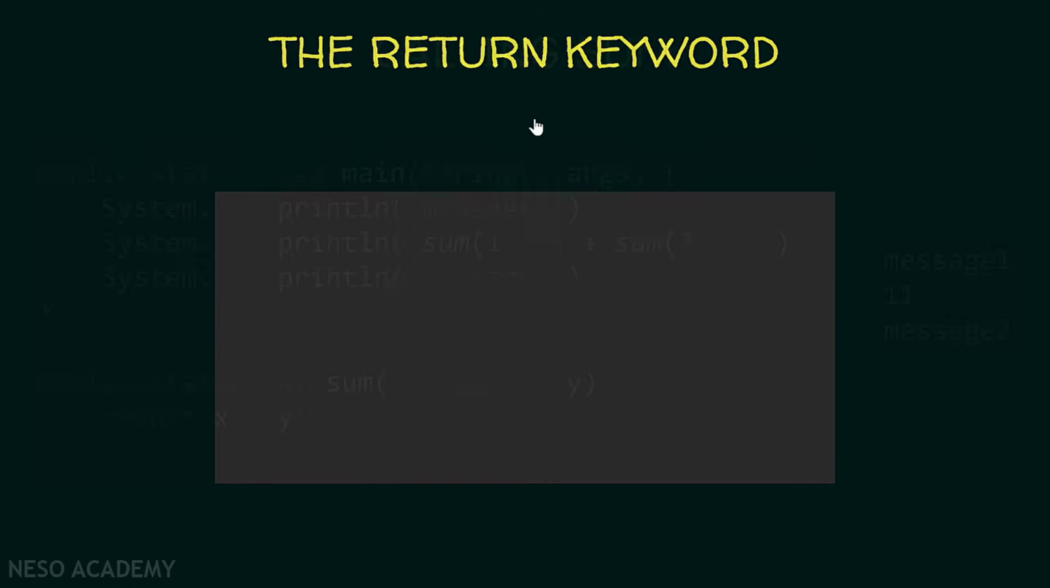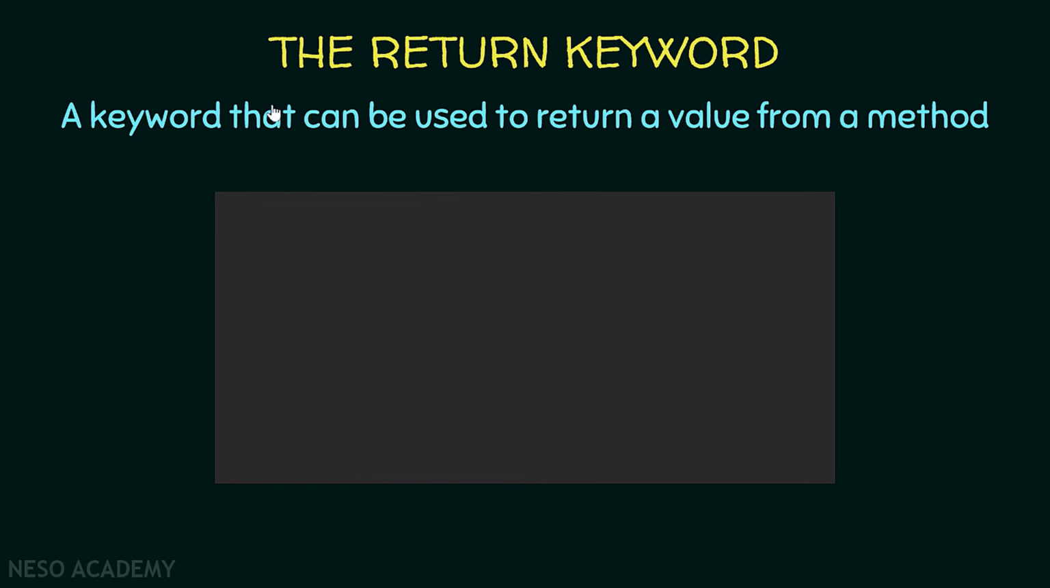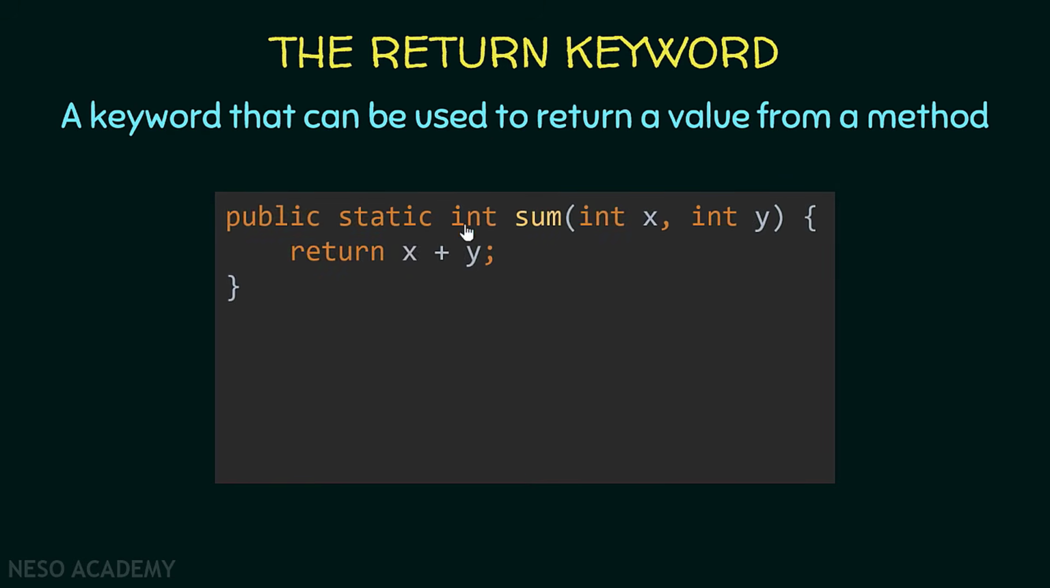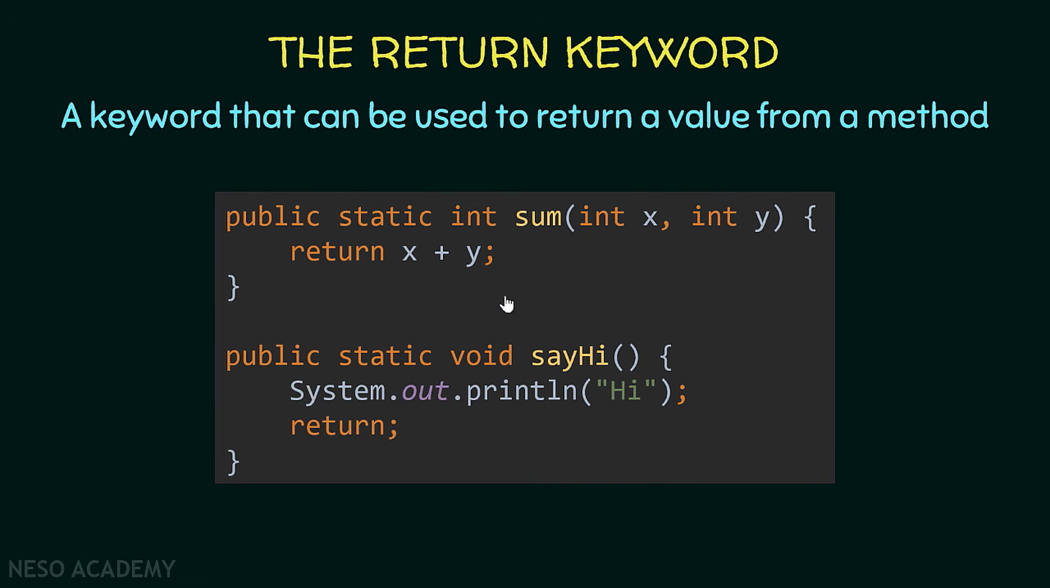Perfect. Now let's talk more about the return keyword. It is a keyword that can be used to return a value from a method. Just like we saw a little bit ago, we were returning x plus y. So the value of x plus y was returned from this method. Now let's see another example. This is our method SAYHI. We are printing hi and after that I'm executing return. As you can see, I'm not returning a value. I'm just using the return keyword followed by a semicolon. So what will happen over here? Simply, when the return statement is executed, we will exit the method.